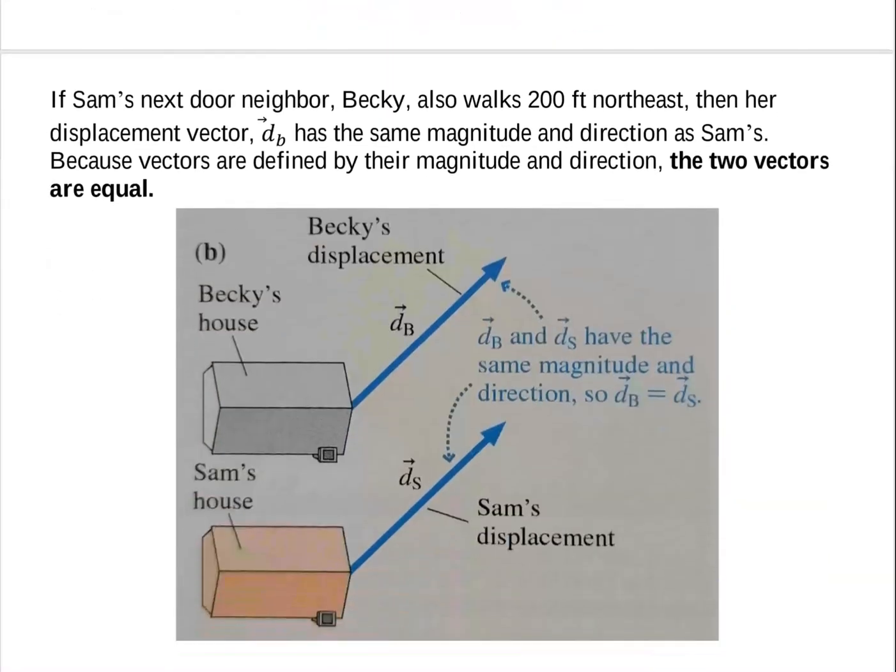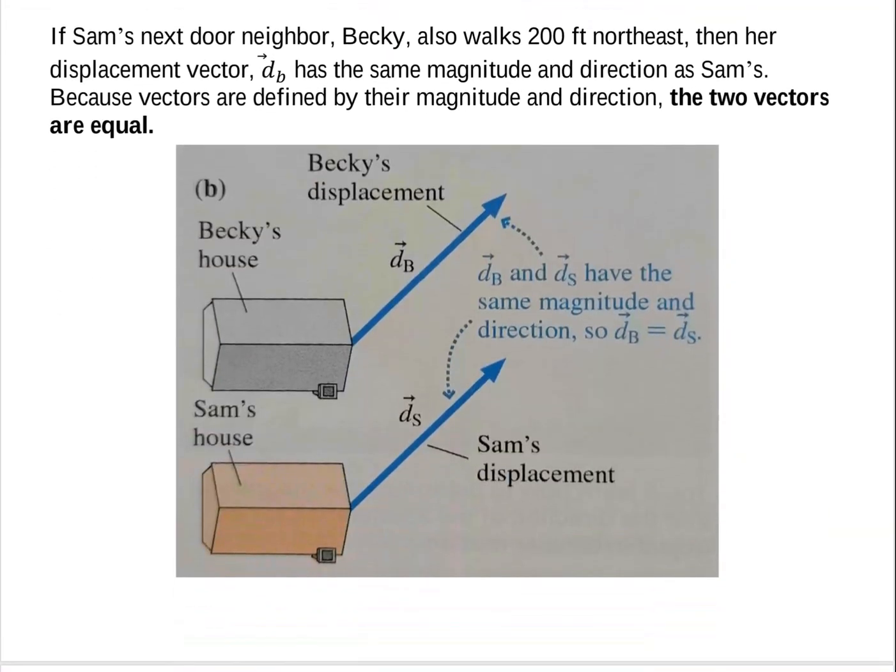Sam's next door neighbor, Becky, also sleepwalks 200 feet northeast. Then her displacement vector d sub b, because it's Becky now, has the same magnitude and direction as Sam. So because the vectors are defined by their magnitude and directions, those two vectors are equal. So Sam is sitting right here, slumped over the table because he tripped and fell. And then Becky is also here. So those two vectors, because they have the same magnitude and direction, are exactly the same.